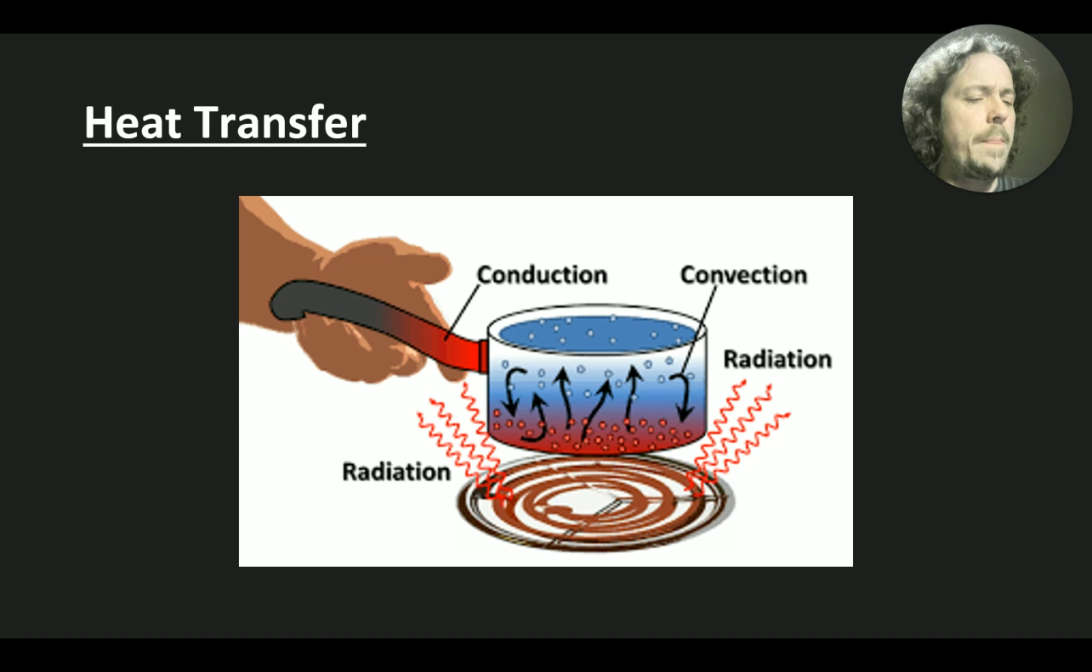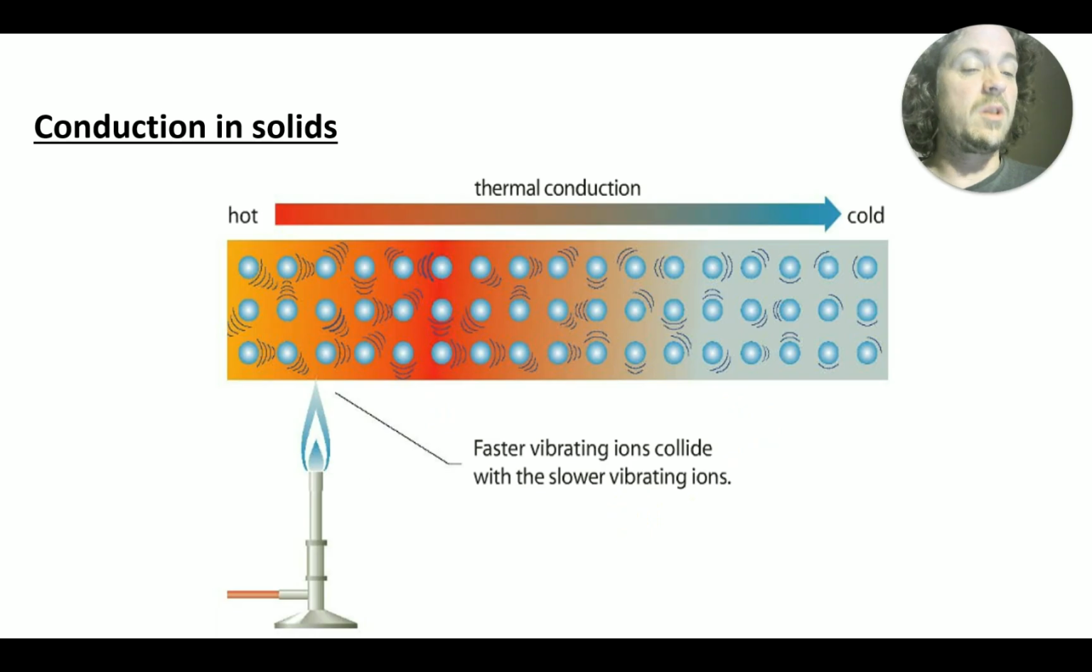So here is a nice little diagram showing all three different forms of thermal energy transfer, and heat can travel around in one of three different ways: by conduction, by convection, and by radiation. So let's start off with looking at conduction.